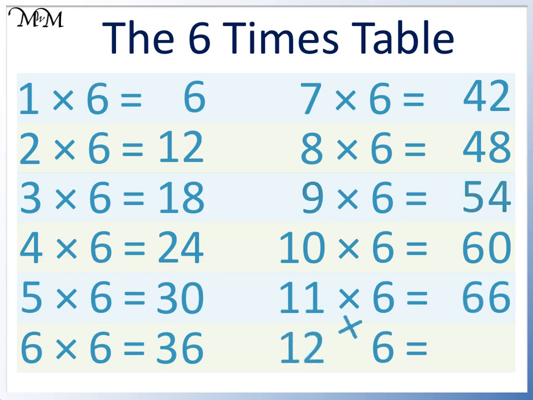Finally, 12 times 6 equals 66 plus 6, which equals 72. We can see the pattern in the 6 times table of 6, 2, 8, 4, 0 in that order. This means that if we know a previous times table, we can easily add 6 to find the next one along. We will always have the pattern of 6, 2, 8, 4, 0 in that order. After 0, we start again with 6 and 2.